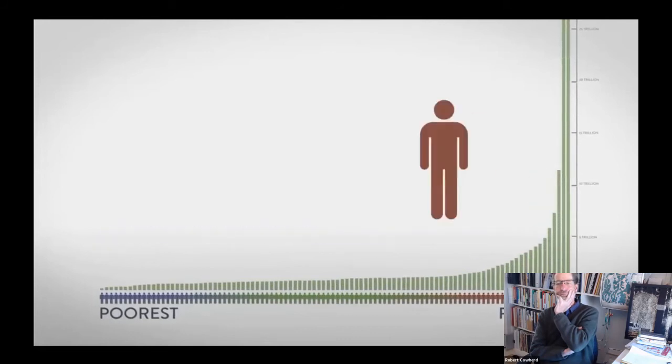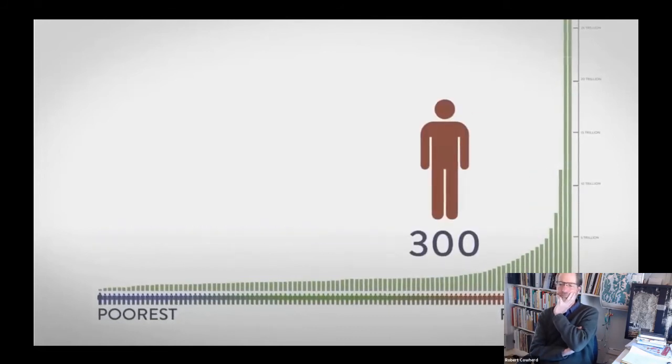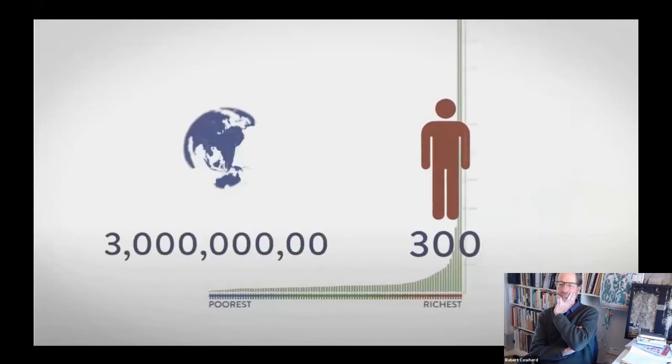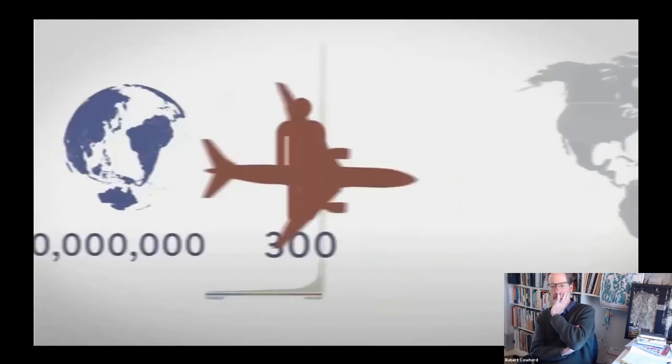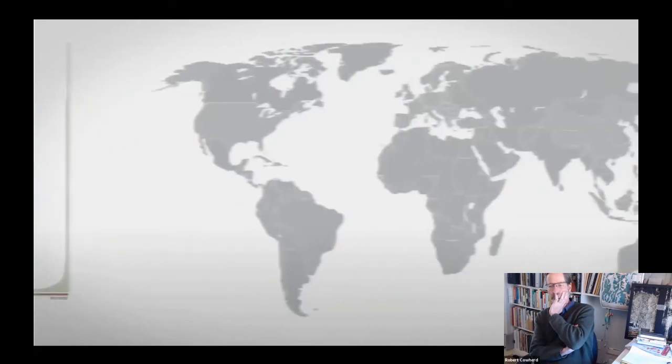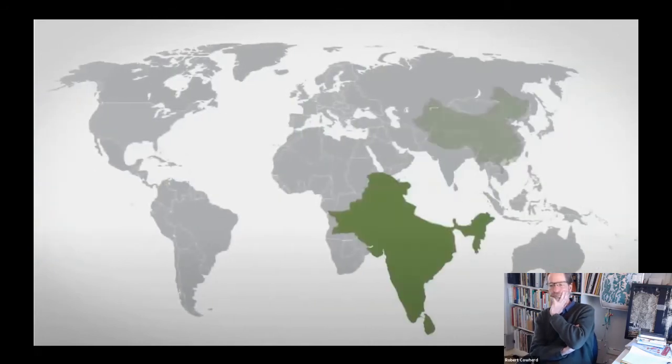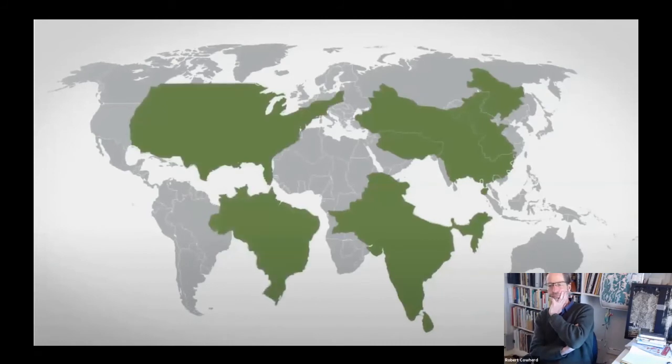The richest 300 people on Earth have the same wealth as the poorest 3 billion. So the number of people it takes to fill a mid-sized commercial aircraft have more wealth than the populations of India, China, the US, and Brazil combined.